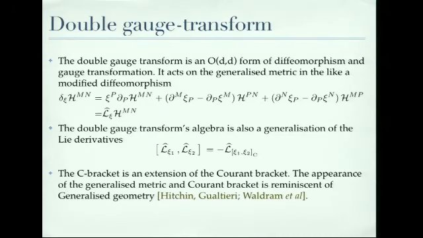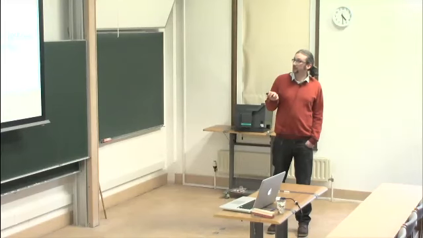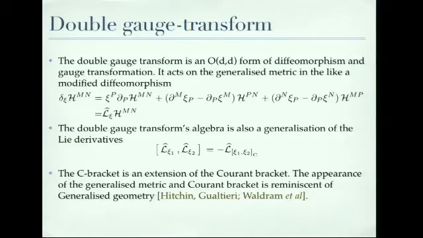Okay, so the generalized metric and the Courant bracket, this is a doubled form of the Courant bracket. It's reminiscent of generalized geometry, of which Gualtieri and Waldron and Brent have written similar work, which is quite related to this double field theory, but in a generalized geometry context. So we heard about that last week too.